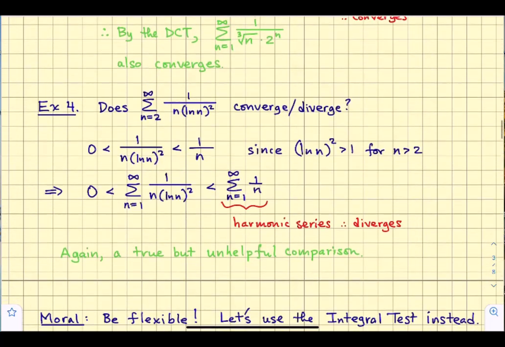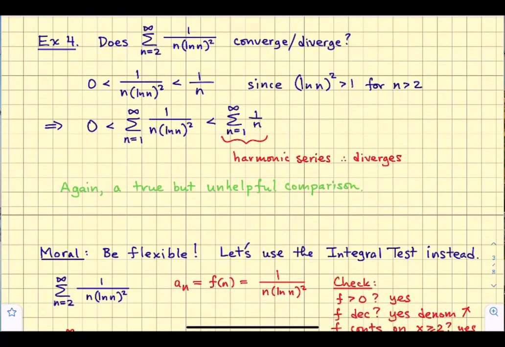Let's look at another example. Example 4. Does the sum from n equals 2 to infinity of 1 over n times the ln of n quantity squared converge or diverge? Well, we're working with the direct comparison test, so it seems like we want to make a direct comparison. And one of the things we need to realize is oftentimes when you have quotients like this, you're looking to drop something from the denominator of the quotient, assuming that that thing is greater than or equal to 1, in order to make the quotient larger.